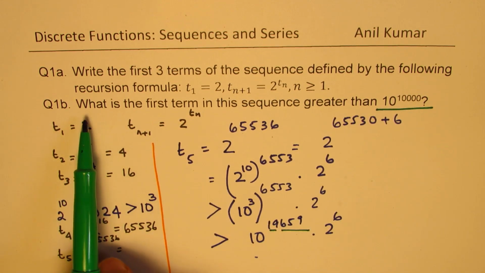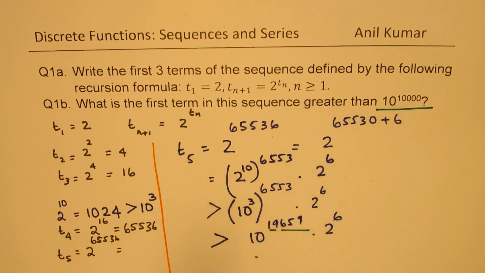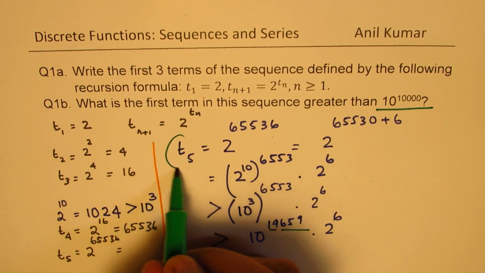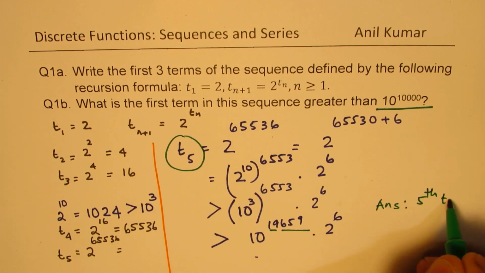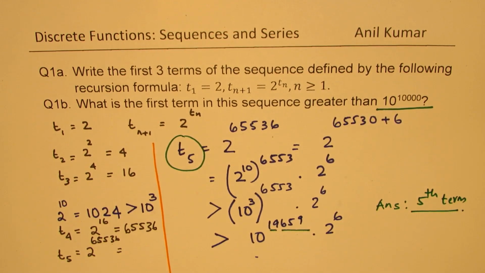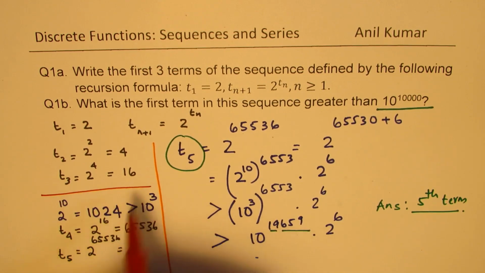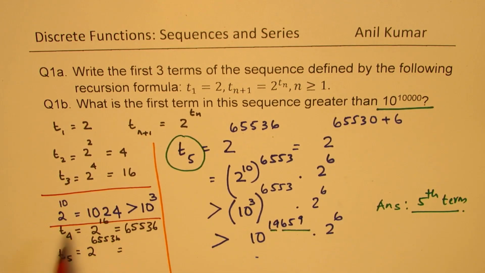So the answer here is that the first term in the sequence greater than this number is the fifth term, T5, right? So we get our answer: the fifth term is greater than 10 to the power of 10,000. I hope that really helps. For this particular example, I would like you to watch it once again and understand the concept we have used here, that 2 to the power of 10 is 1024, which is greater than 1000, which helps in solving such questions.